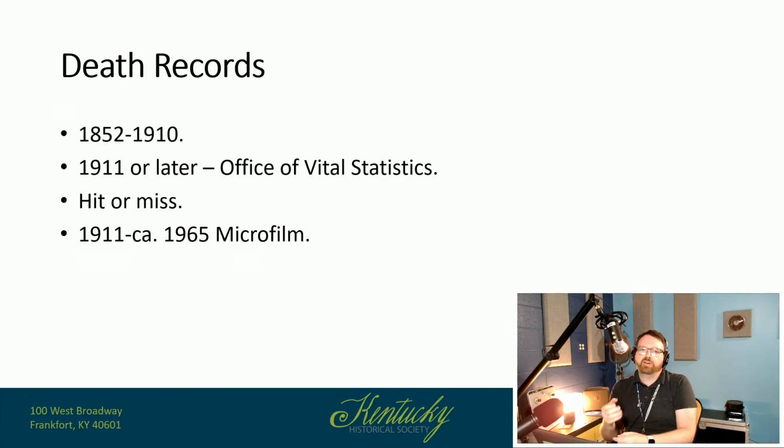There may be something, and I'll talk about this in a moment, but sometimes you may find useful information from a will, if you can find a will for said person, and then you can maybe still get the names of children or parents or something like that. And once again, if it is 1911 or later, they will be officially at the Office of Vital Statistics. And here at the Kentucky Historical Society, on microfilm, we do have death certificates between 1911 and roughly 1965.